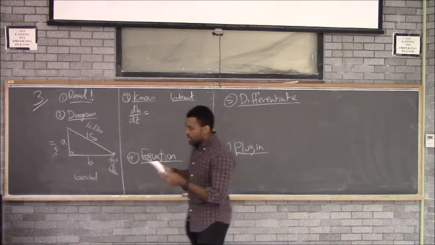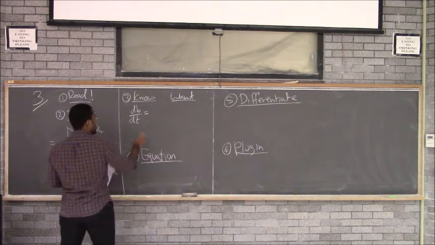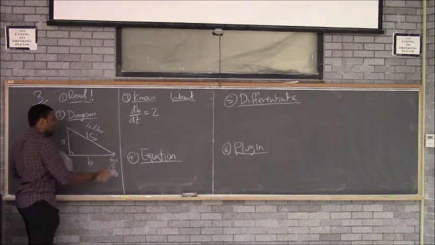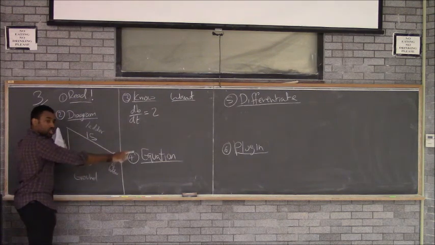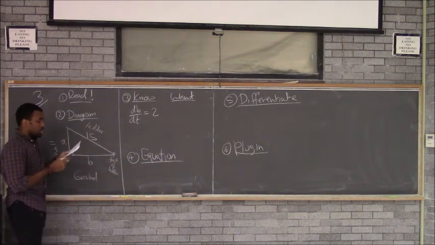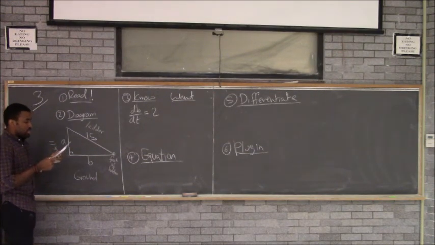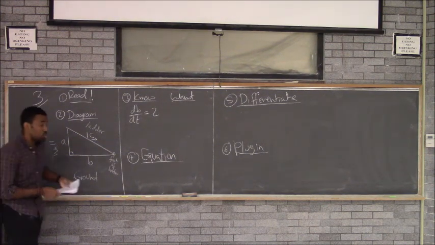And what's the value of dB/dt? 2, positive 2. How do I know it's positive 2? Well, if he's pulling it away from the wall, he's pulling it that way, this is going to get longer. So it's increasing. So dB/dt is positive 2. At what rate is the top of the ladder sliding down the wall? So they're actually asking me, how fast is this moving down? Right, so dA/dt is what I want.